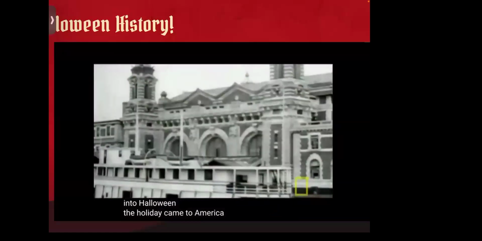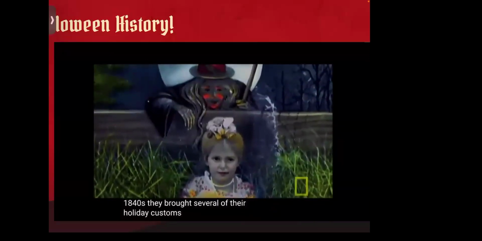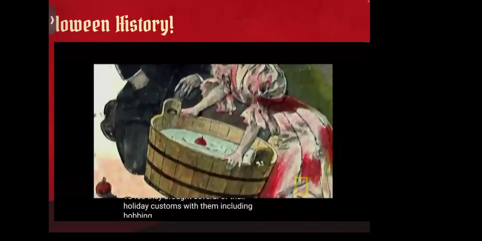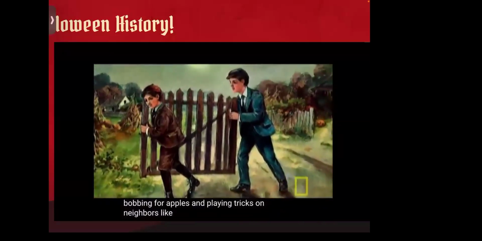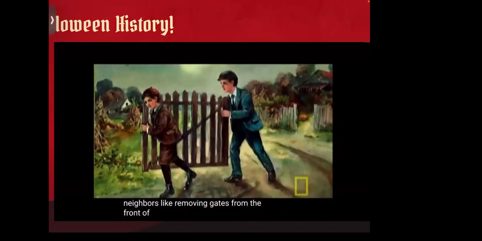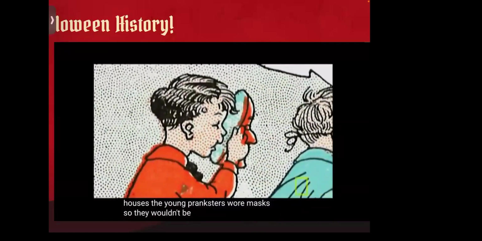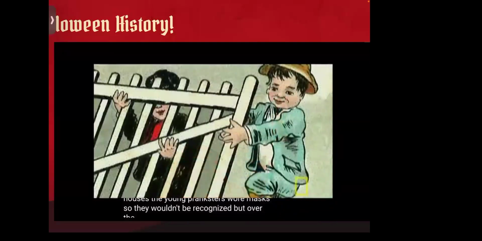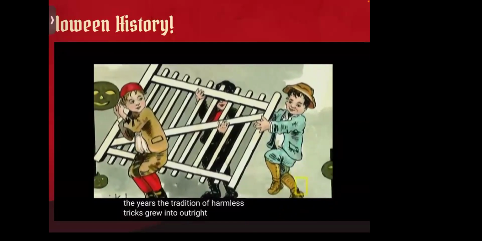The holiday came to America with the wave of Irish immigrants during the potato famine of the 1840s. They brought several of their holiday customs with them, including bobbing for apples and playing tricks on neighbors, like removing gates from the front of houses. The young pranksters wore masks so they wouldn't be recognized. But over the years, the tradition of harmless tricks grew into outright vandalism.